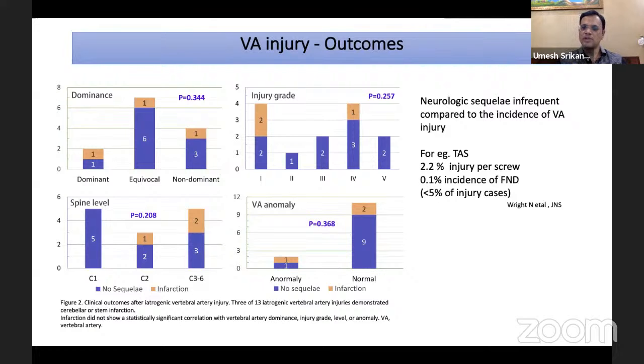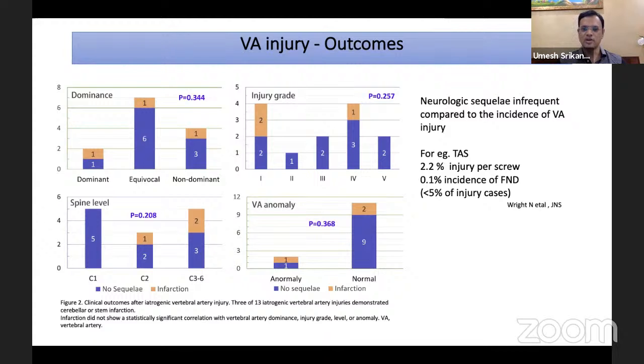So even though there has been an incidence in their series of around 2.2% injury per screw, the incidence of focal neurological deficit was hardly 0.1% per screw inserted. That is less than 5% of cases where an intraoperative injury has been found. And this actually raises questions as to how effective or how aggressive we have to be about management of vertebral artery injury that happens during the intraoperative period.